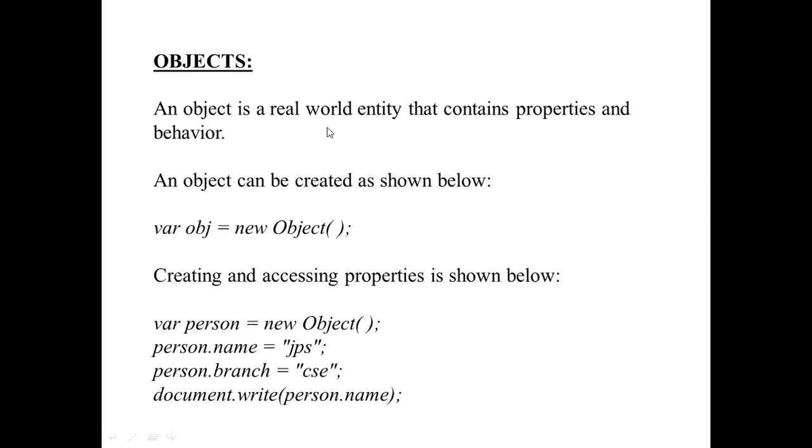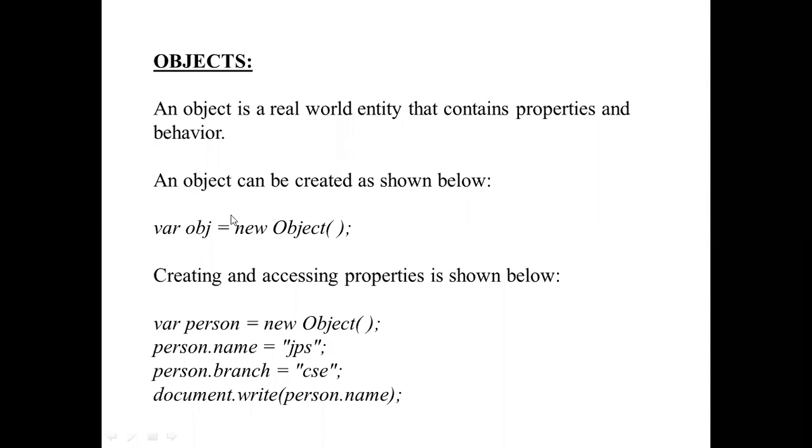Next one, objects. An object is a real world entity that contains properties and behavior. Here properties are implemented using identifiers and behavior is implemented using methods.